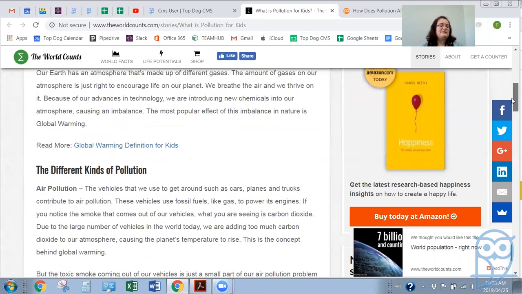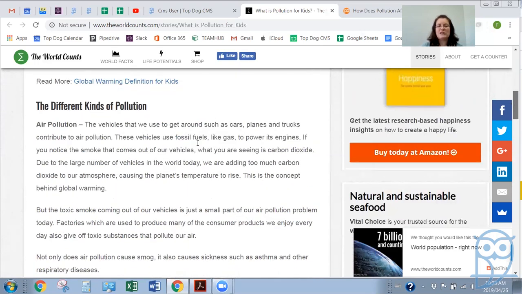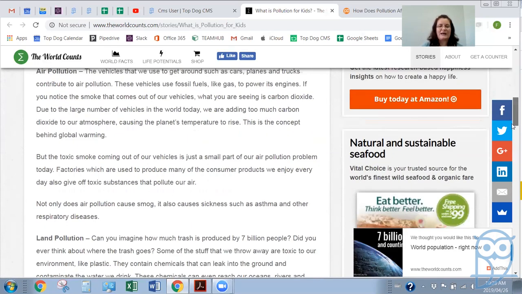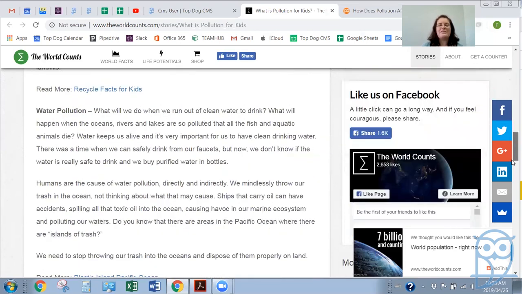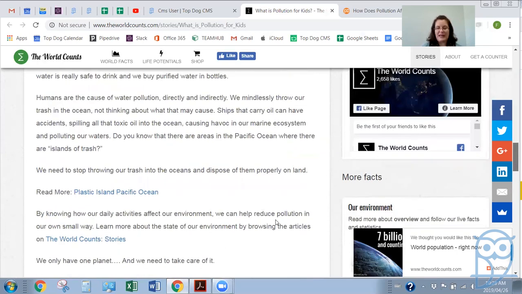And so they've divided their article into headings. So, for example, the different kinds of pollution. Here we have air pollution and an explanation. We have land pollution and water pollution. And then they have a little conclusion at the end. And each time they talk about a form of pollution, they talk about the effects and causes, which is one of the bullet points that we looked at in the question. So they did that by putting it into the section of the type of pollution that is being referred to, and that's fine.